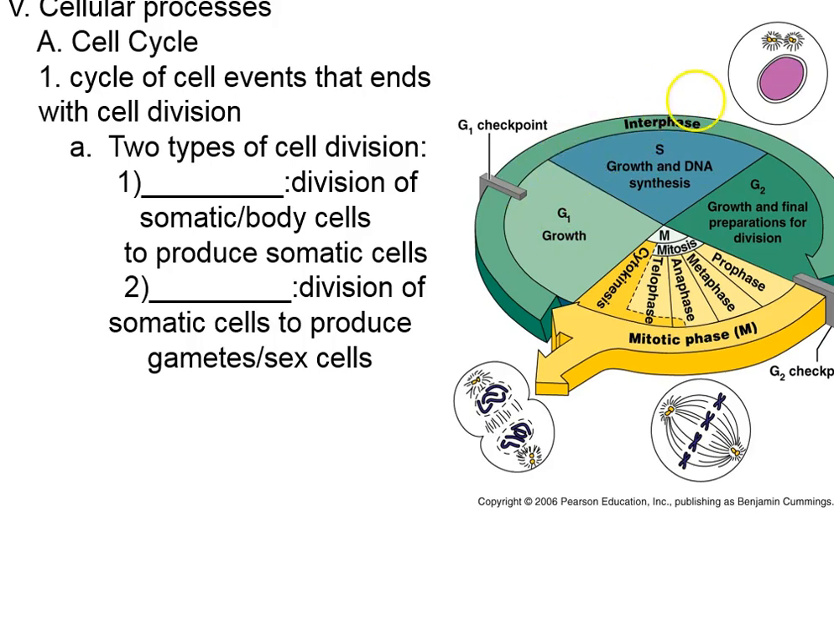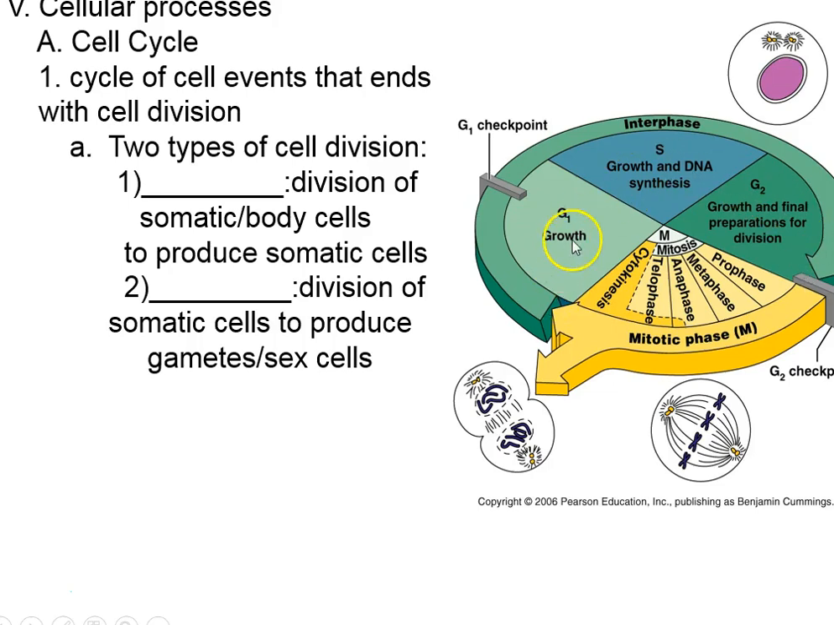Then if it is able to divide, it's going to go into the synthesis, or the S phase. During this phase, you're going to have growth and DNA synthesis. This is where you're going to double your DNA and start making some of your organelles double, so when you divide, there's enough to go to each one of the new daughter cells. Then you're going to go into another growth phase, a G2. The final preparations for division are occurring here. You're going to have a second checkpoint to make sure everything's in line to divide properly.